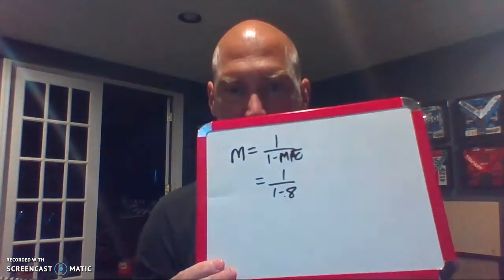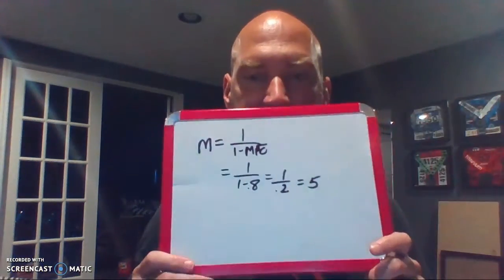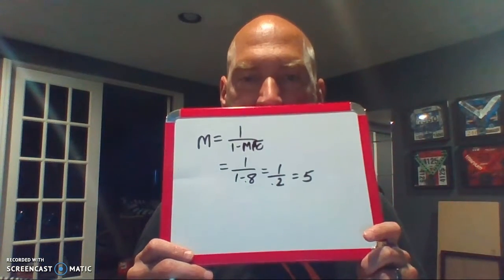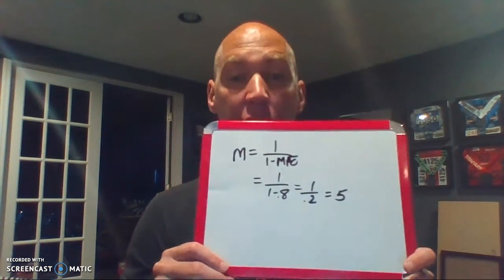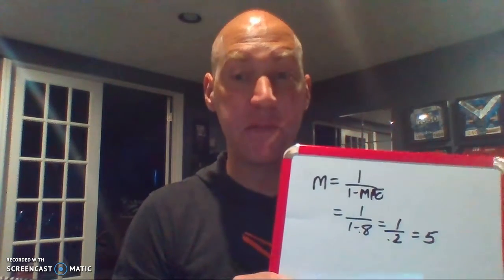So in this case, 1 over 1 minus 0.8. MPC is 0.8. That's 1 over 0.2, and you can use your calculators if this is too complicated. 1 over 0.2 is 5. So our spending multiplier is 5. Now, they didn't tell us how much government spending needed to change. They told us that we needed to get $500 in extra income to get back to full employment output.